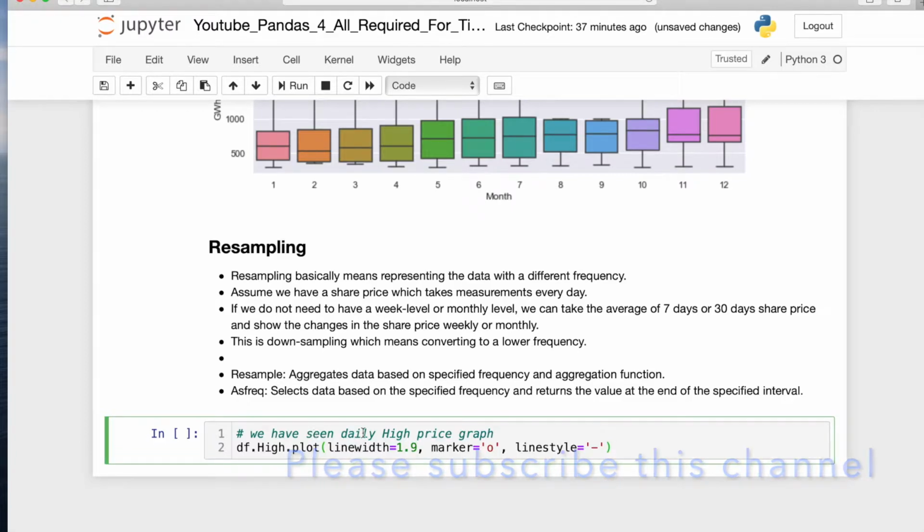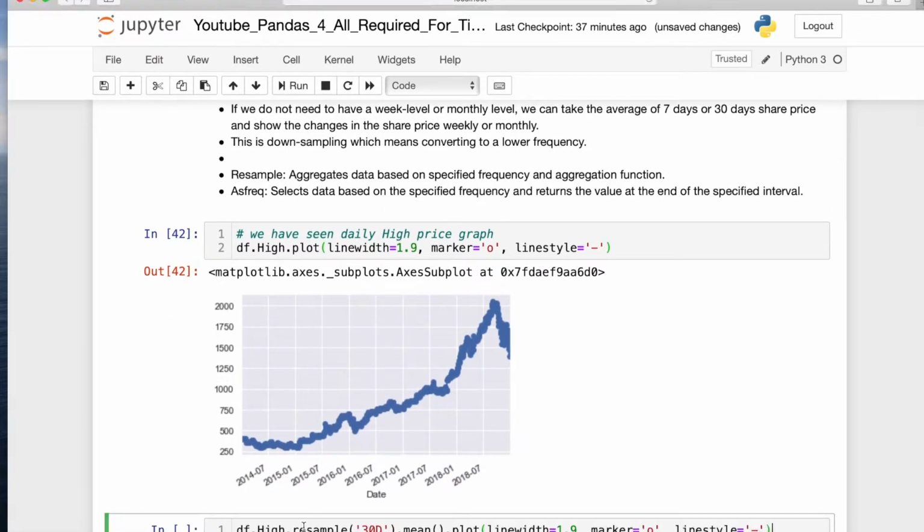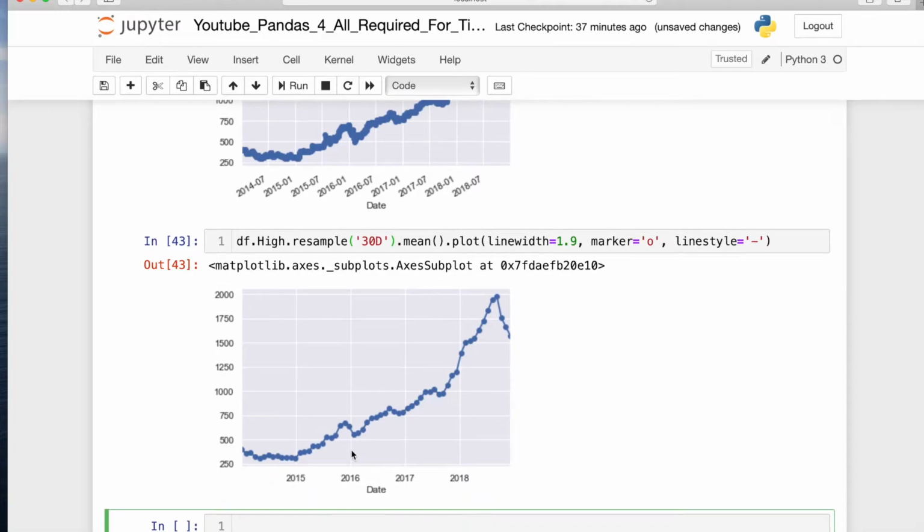Let me take one example. Suppose I have the high data. Let me show just the high data, and you can see how the graph is coming. Now I will resample this data at an interval of 30 days. I will accumulate the 30 days and take the mean, instead of every day. Now you can see the same graph with more visibility, because I did the resampling month wise, and you can do it quarter wise also.